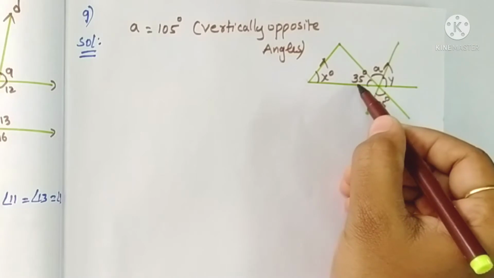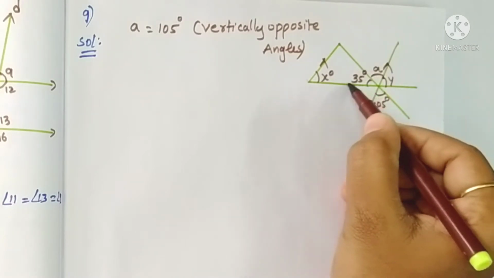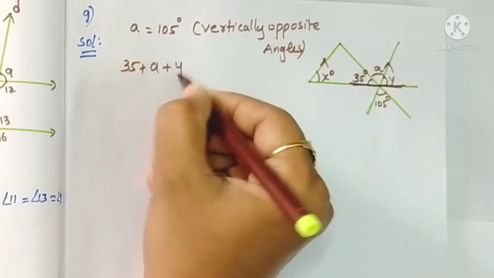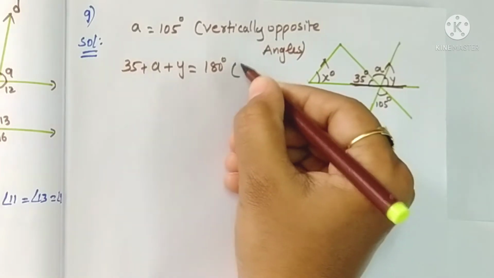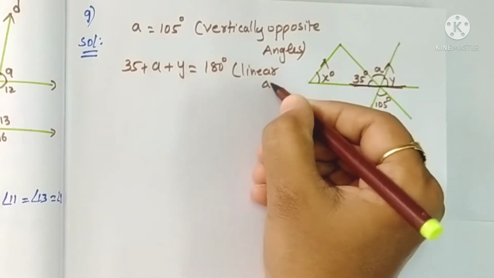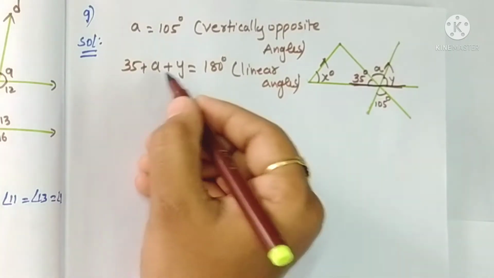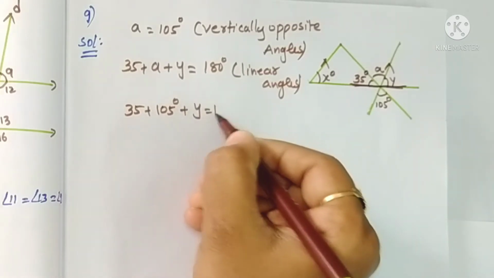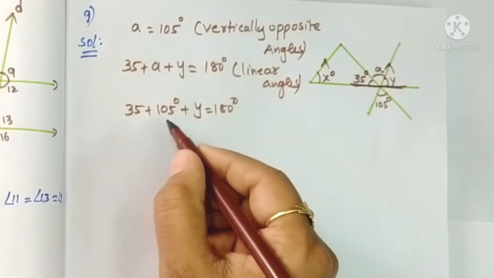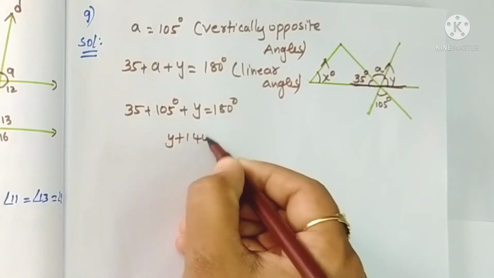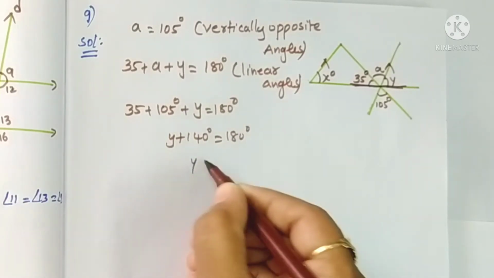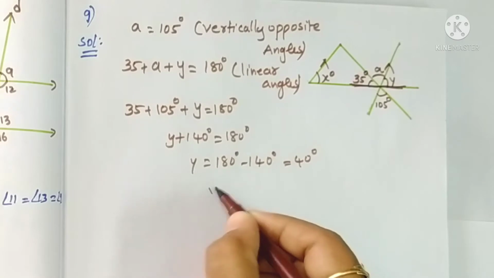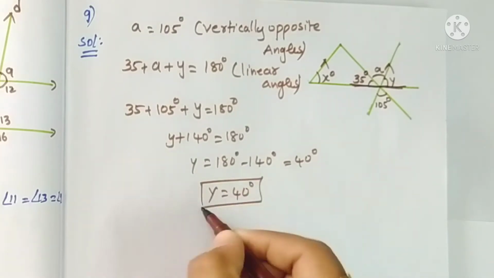Now this 35, A and Y are forming a straight line, right? So 35 plus A plus Y equals 180. What is the reason here? Linear angles these are, right? So A is 105, 35 plus 105 plus Y equals 180 degrees. So Y plus 140 degrees equals 180. Then Y equals 180 minus 140, that is 40 degrees. So Y equals 40.